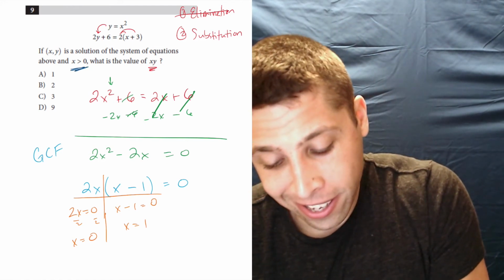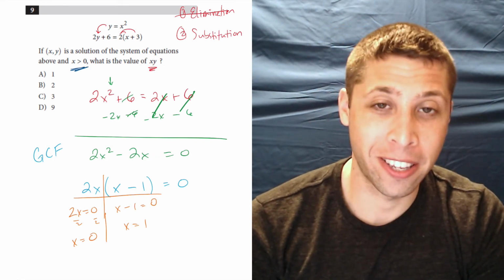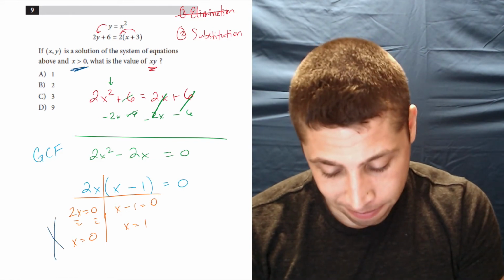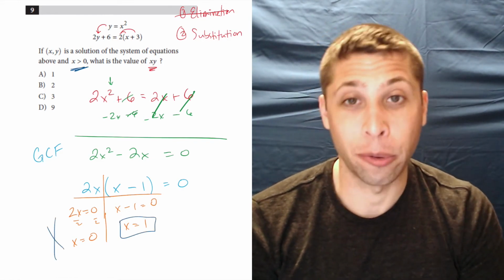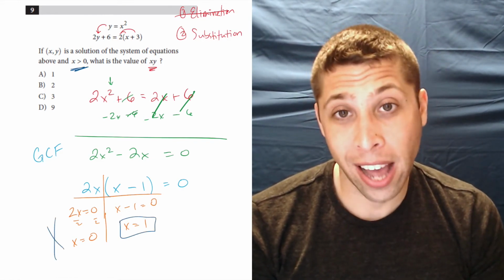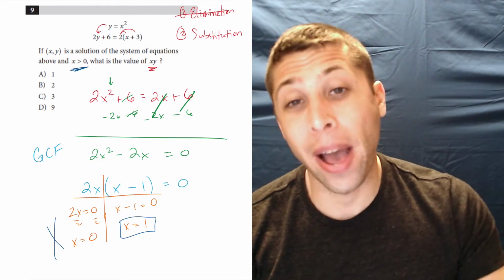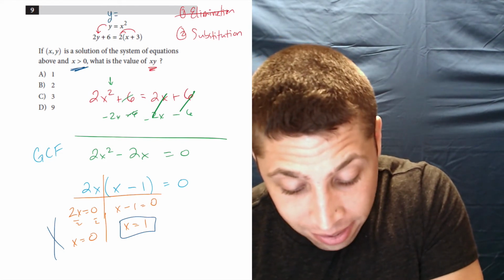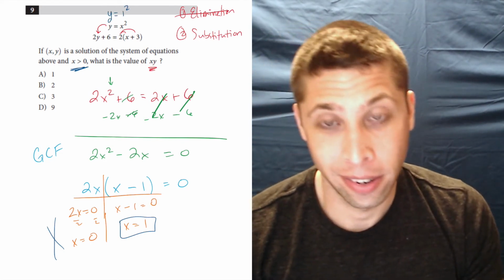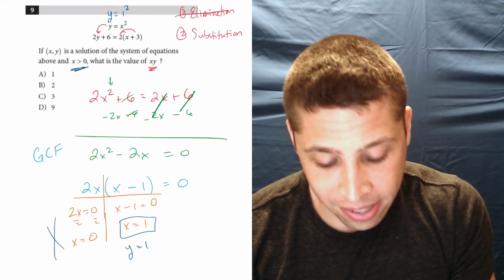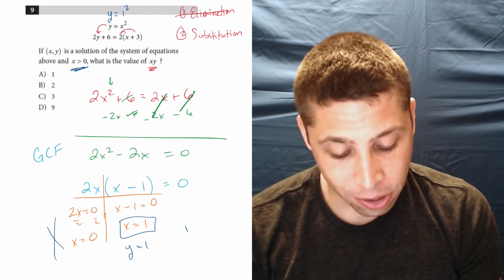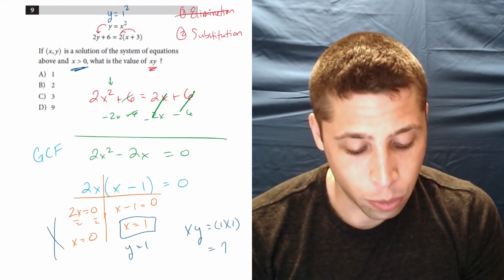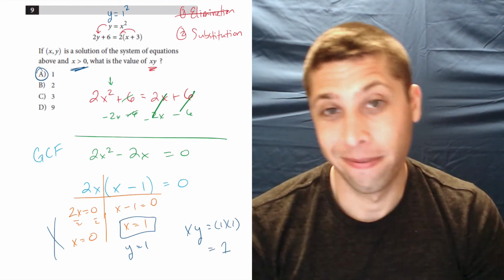However, they don't care about one of those values because they say that x has to be greater than 0. So the 0 doesn't count. We only care about the x is equal to 1. And then we can use that to figure out the value for y by plugging it back into either equation. And I'm going to be lazy and use the lazier equation. So y is equal to 1 squared. So y is equal to 1. And so xy is equal to 1 times 1, which is 1.